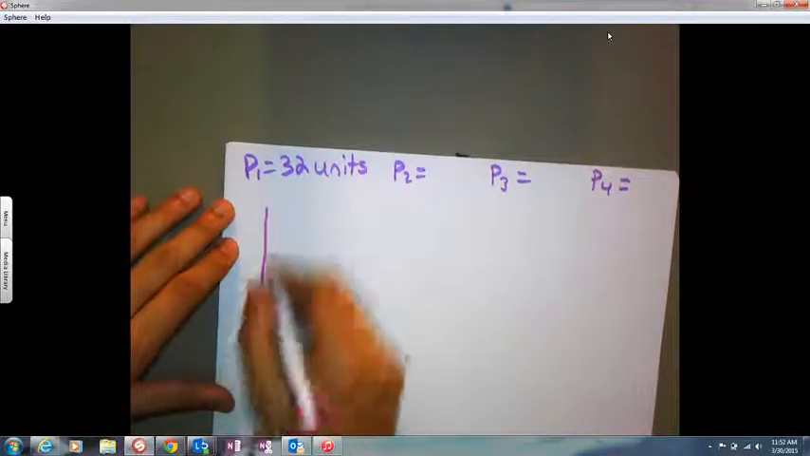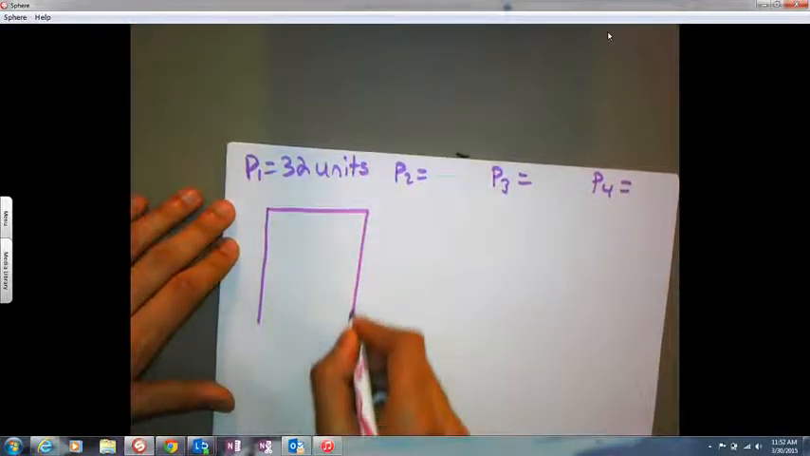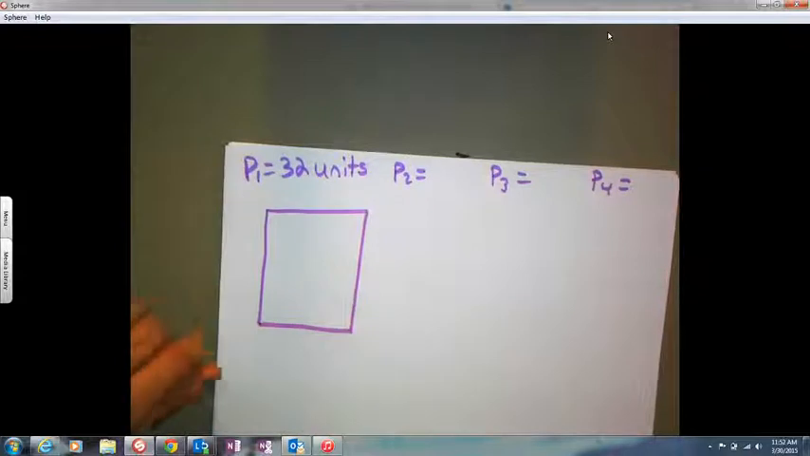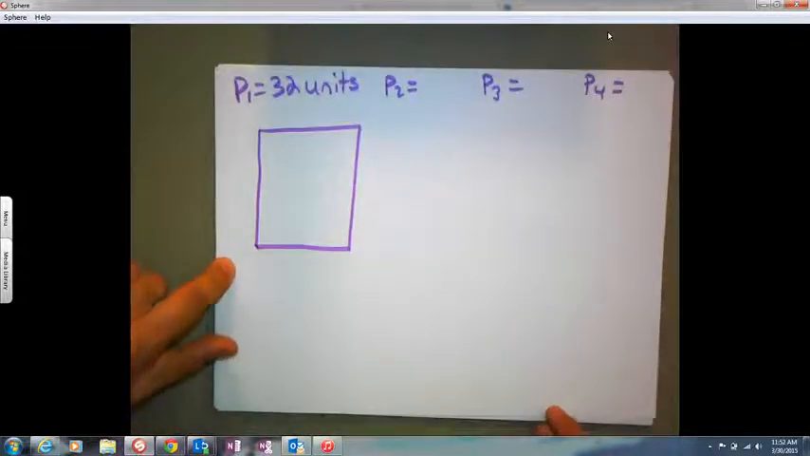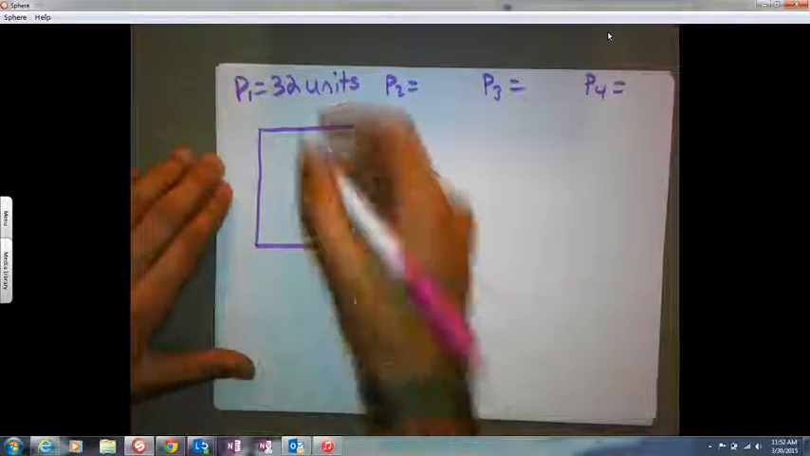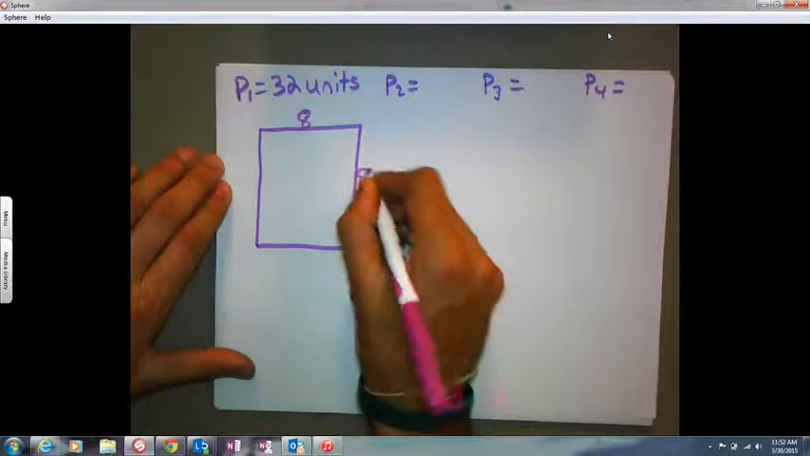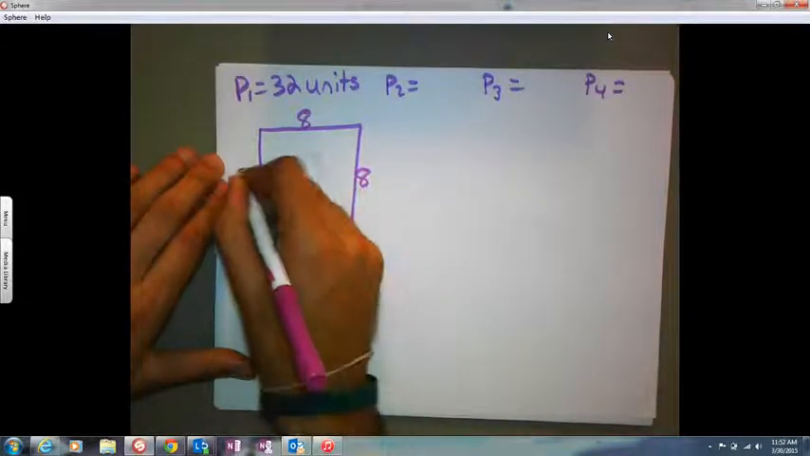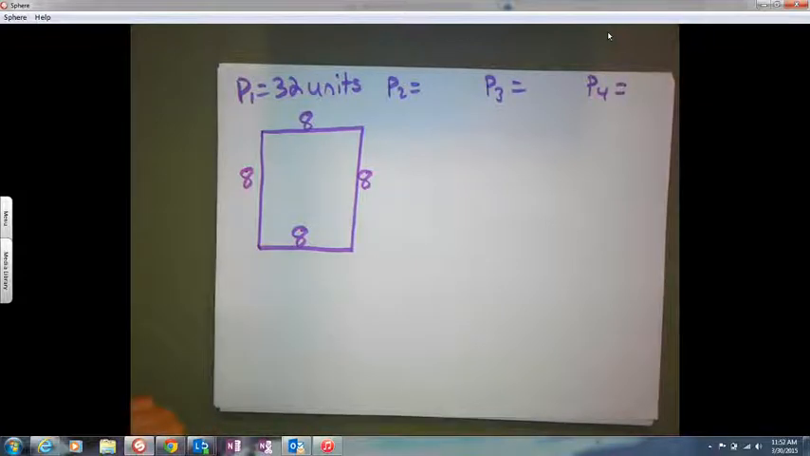Well, let's start off by just drawing the first big square. So we start here, and if this has a perimeter of 32, each side must be 8 units. Of course, because the perimeter, remember, you just add up all the sides. Now they're asking us, okay, find the perimeter of square 2.